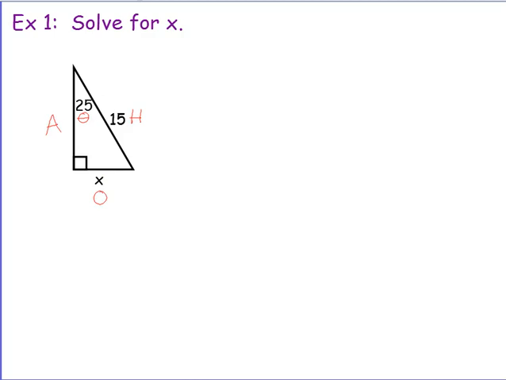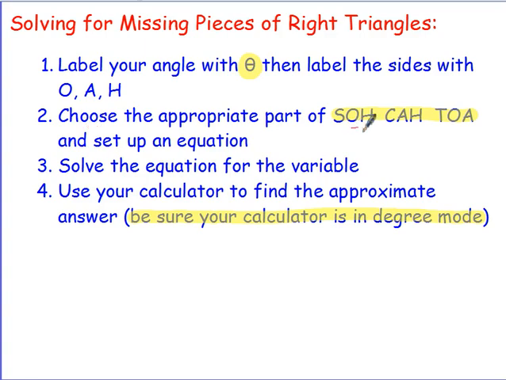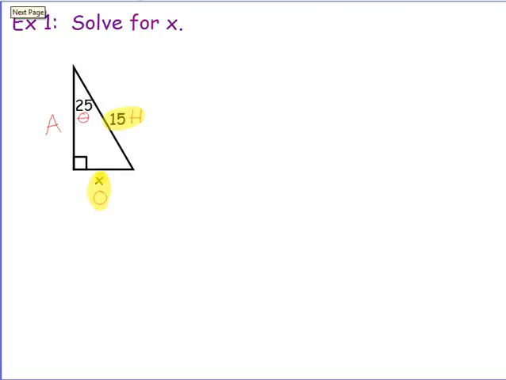Now if you notice, the two sides that have numbers and letters are this one and that one. Since O and H are the two sides that we know pieces of information about, we now come to step number 2. O and H means that we are going to use sine. So our equation is going to be the sine of theta equals opposite over hypotenuse. So let's plug in our 3 pieces. Sine theta is the number 25. O is opposite. That's the letter X. H, hypotenuse, is the number 15.